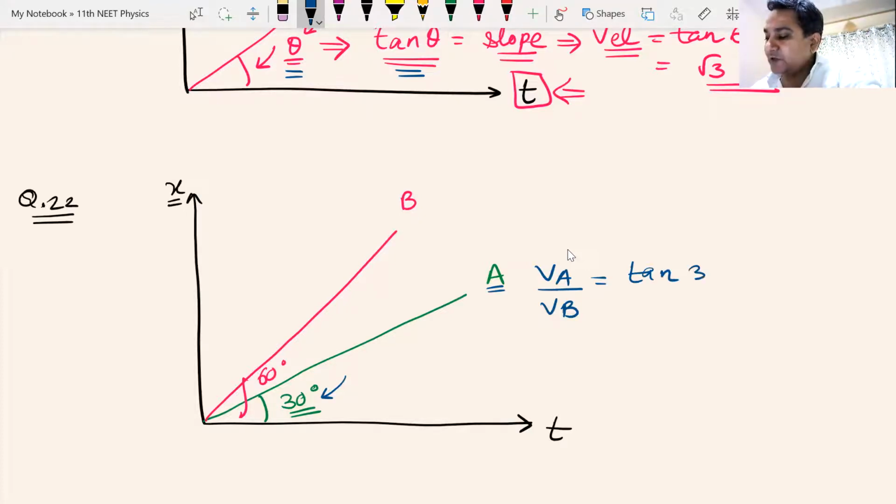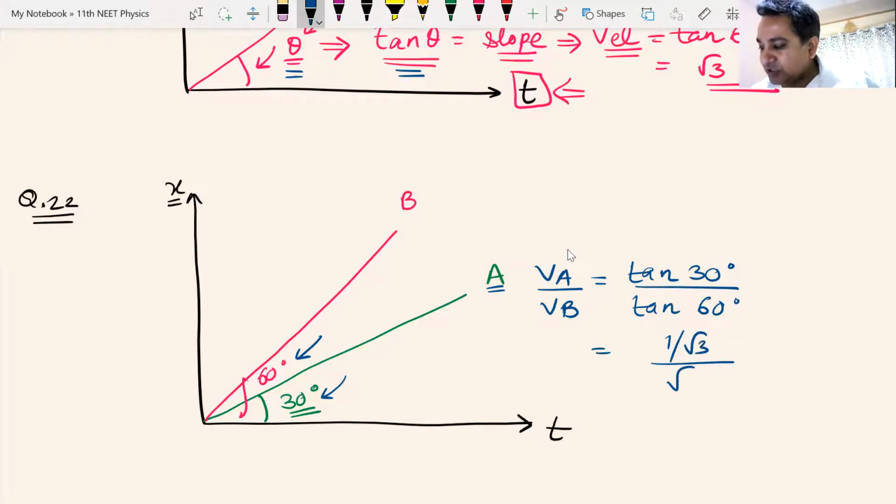Okay, so this will be tan of 30, which is velocity of A, divided by velocity of B, which would be given by tan of 60. You have to divide tan of 30 with tan of 60. Tan of 30 is 1 divided by root 3. Tan of 60 is root 3. So my final answer would be 1 by 3.